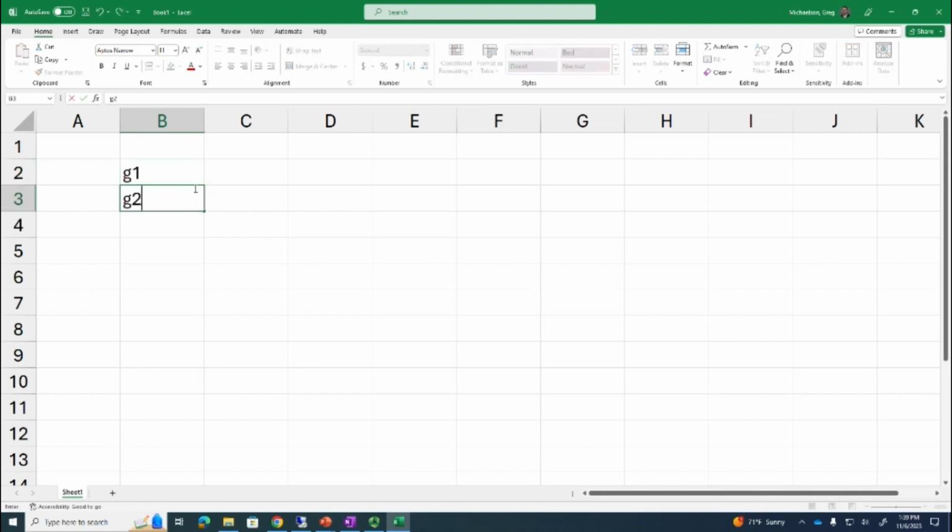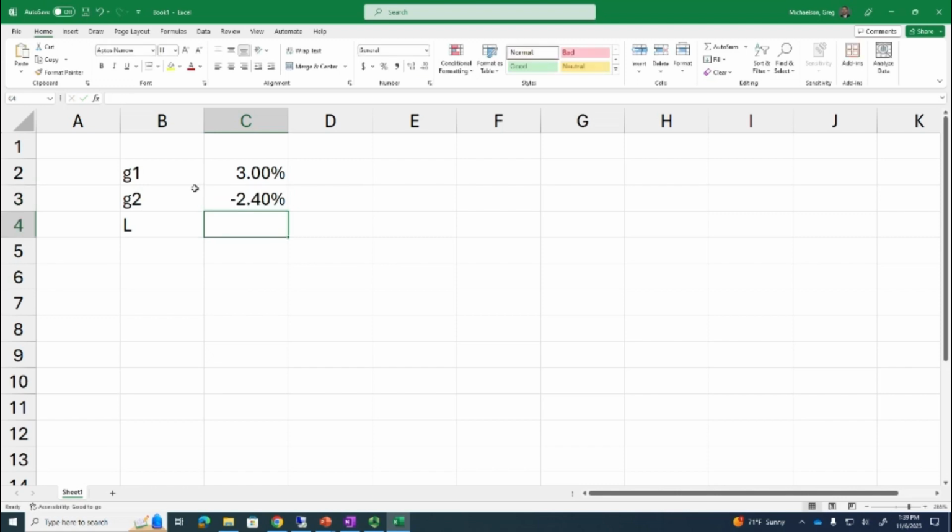Okay, so the first thing I'm going to do is create some cells for G1, G2, and L. And I'm going to say plus 3%, and 2.4%. Now, the nice thing about Excel is that it understands that that's a percent. So, for example, if you do that plus 1, it knows that it's 1.03 or 103%, right? So you can actually just enter it in as a percent, and Excel will know how to handle that. But you need to use the percent value, okay?